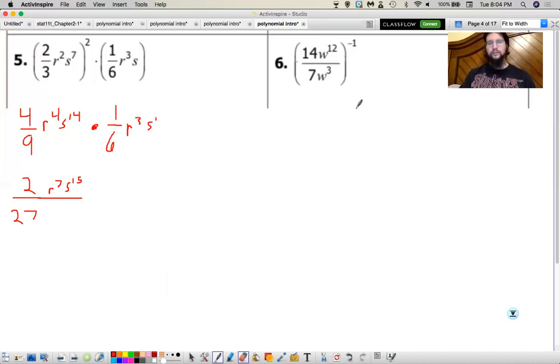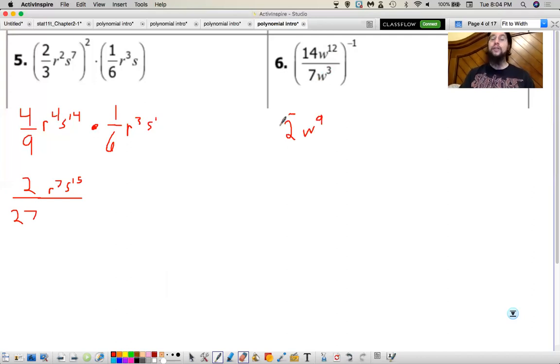Let's look at this one. So excuse my dear Aunt Sally. Oh, hey, I could simplify this parentheses. So you can do that first, but you do not have to. It's entirely your choice. I'm going to. It's actually easier that way. What's 14 divided by 7? 2. w to the 12th over w cubed, w to the 9th.